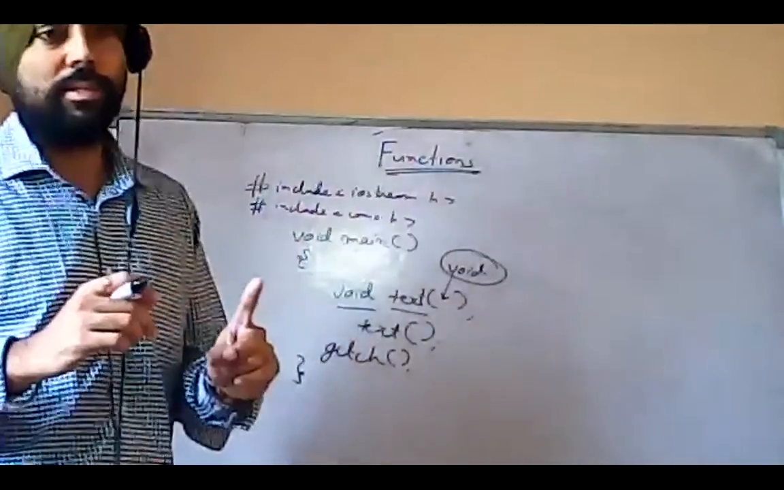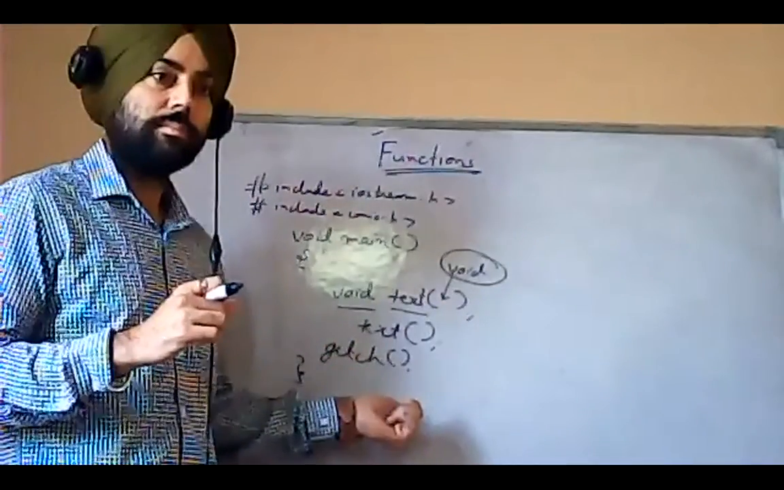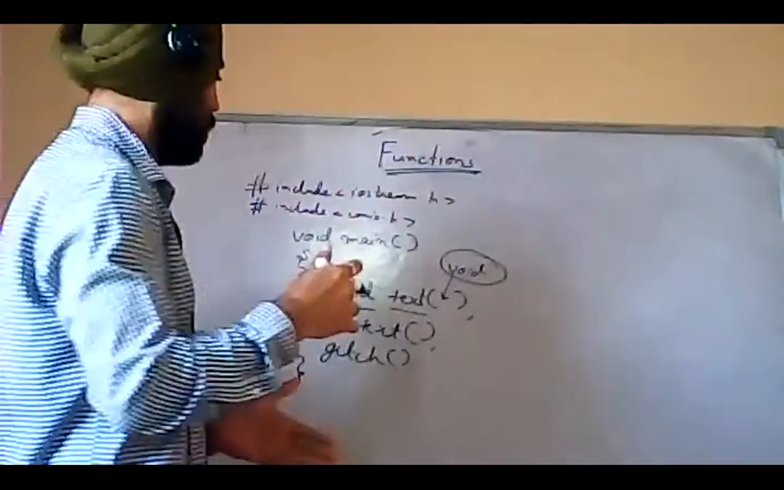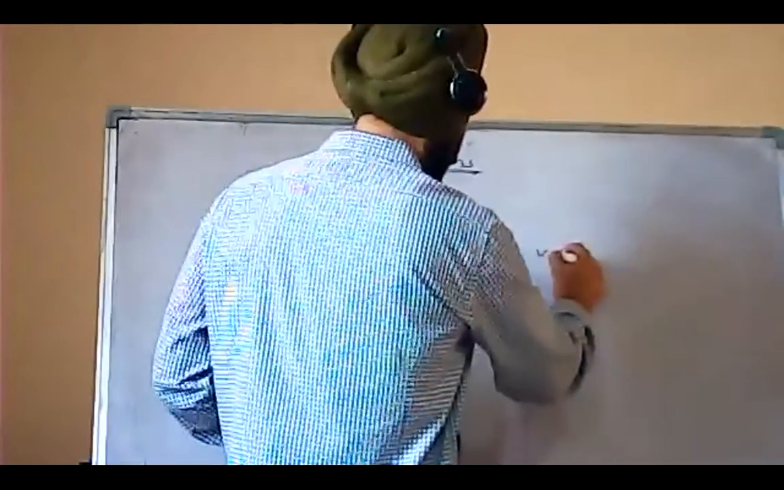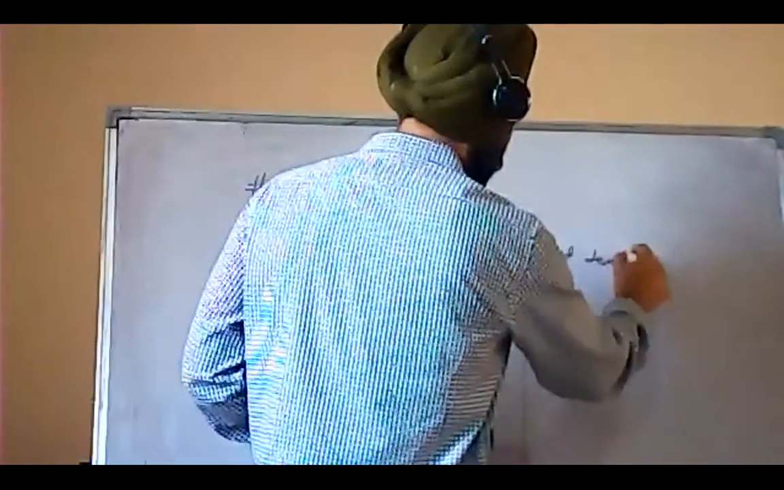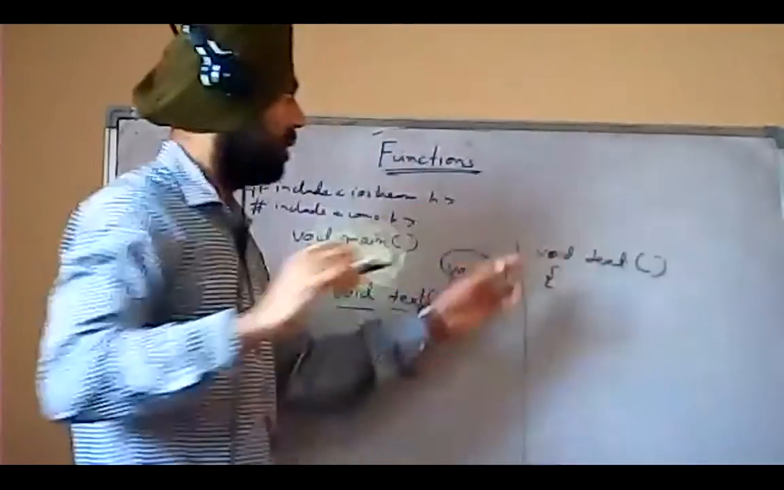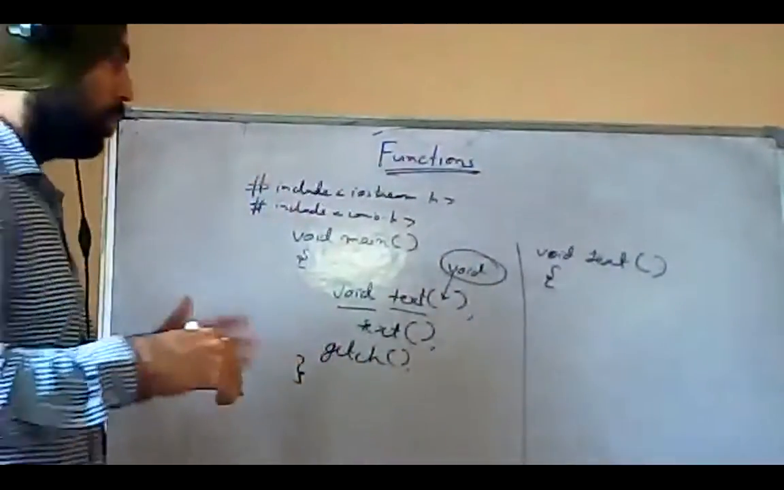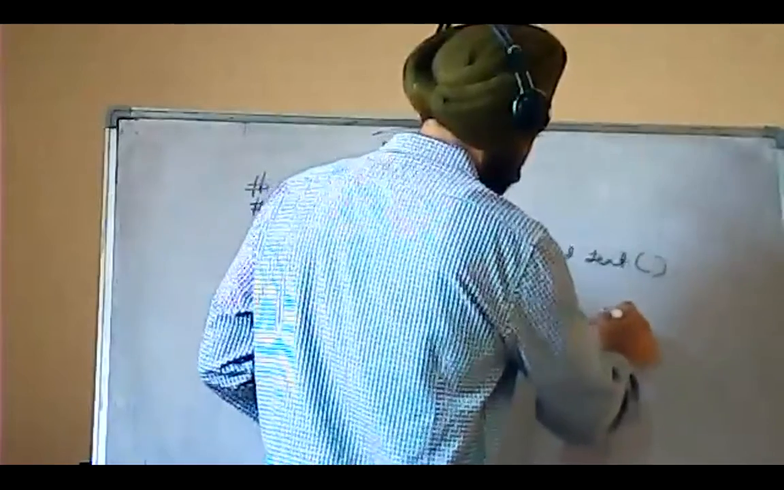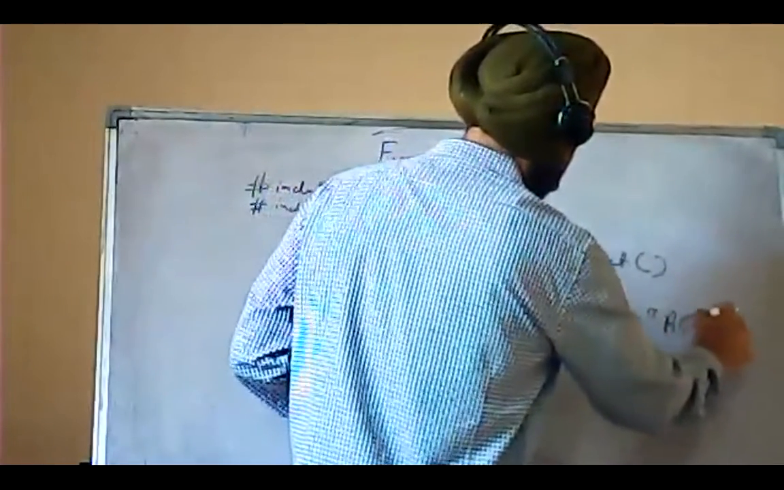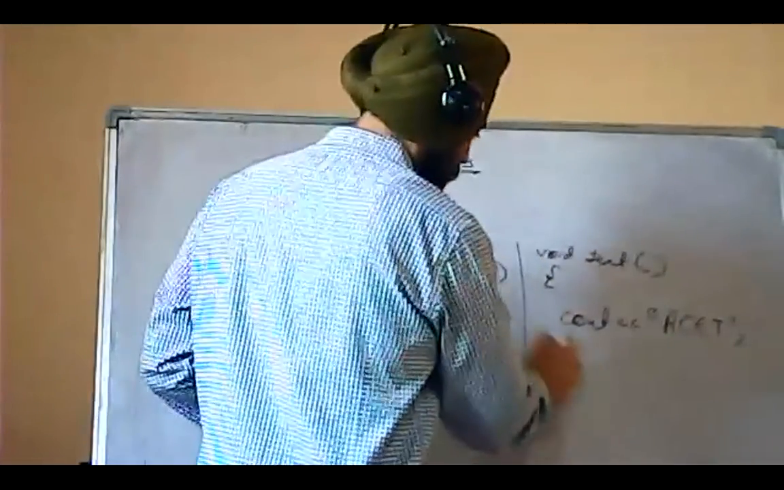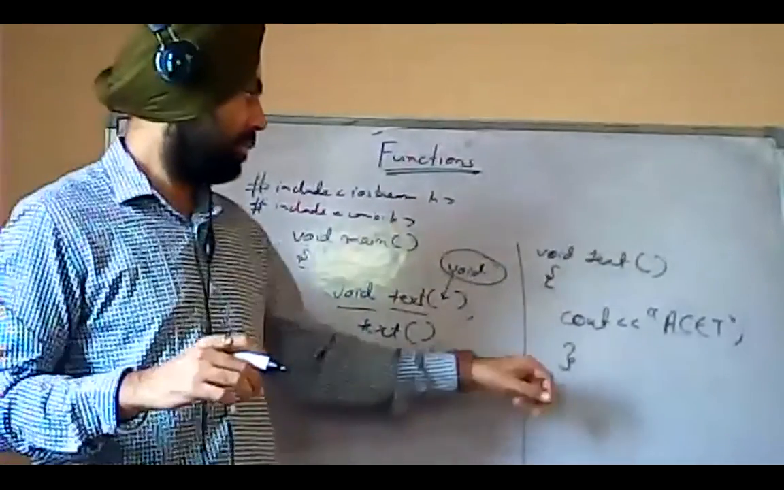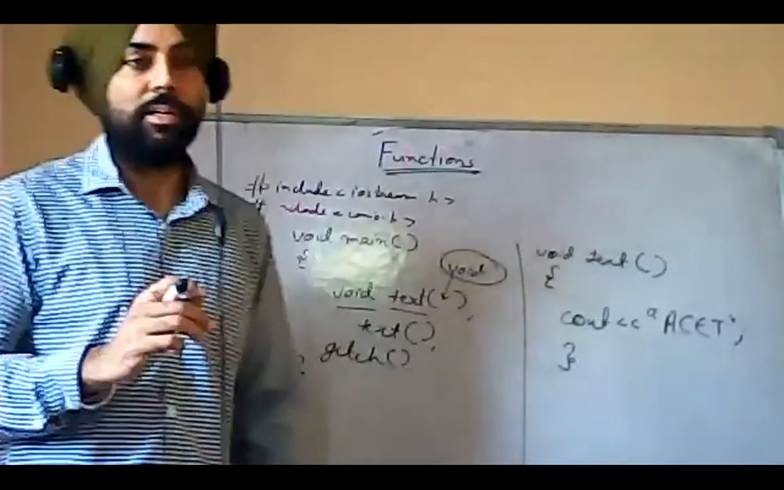There is still one step pending in this program: the function definition part. After closing the main function, we write void text and open the compound statement for this particular function. Suppose here I want to print the value. Then close the compound statement for this function definition part.